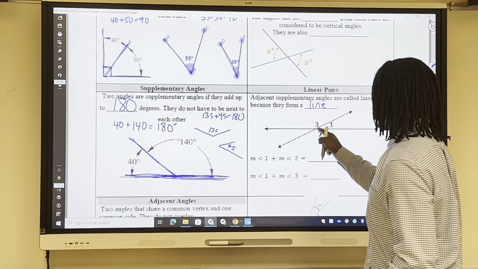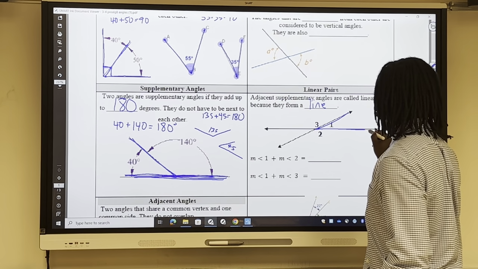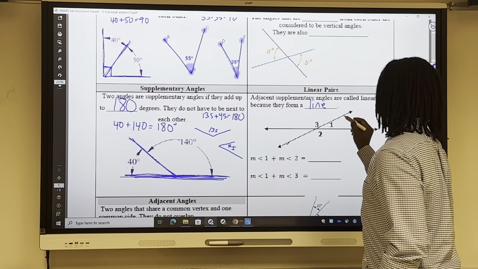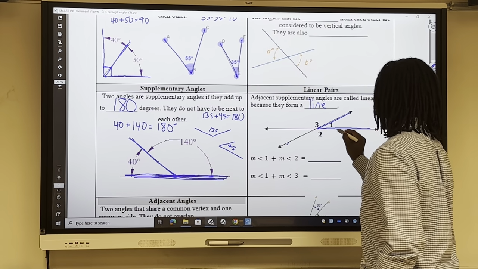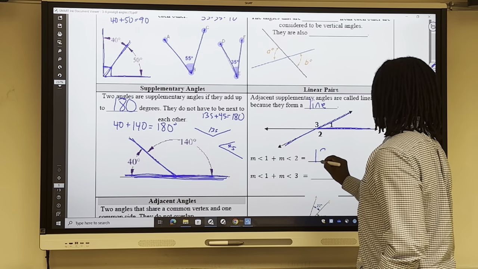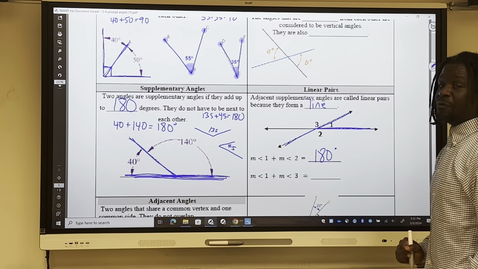So for example, this angle right here, angle one, and then angle two. Let me do that again. Angle one, and then angle two, okay? That equals 180, and that forms a straight line.